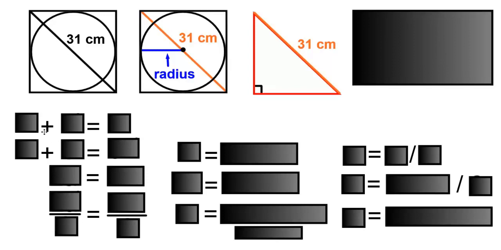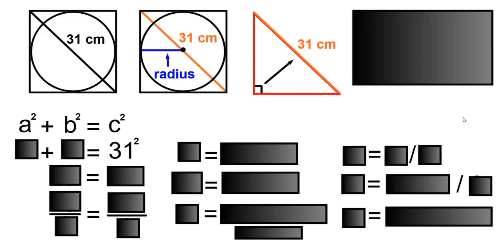Since we have a right angle triangle, we'll use Pythagorean theorem to solve, which is a squared plus b squared equals c squared. Find the right angle and look for the line opposite of the right angle. That will be our c. So 31 centimeters will be our c.